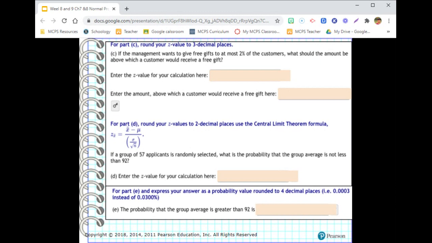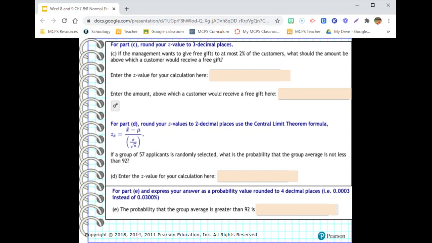I got an error. Let me see. But inverse norm, negative 99999, and then the z-score of negative 2.66, and then 0 for the mean and 1 for the standard deviation. Mm-hmm.